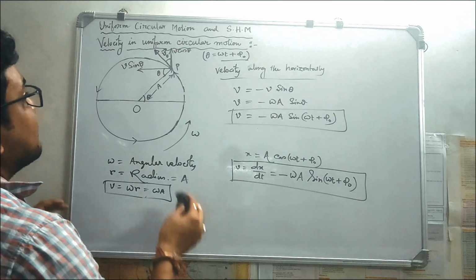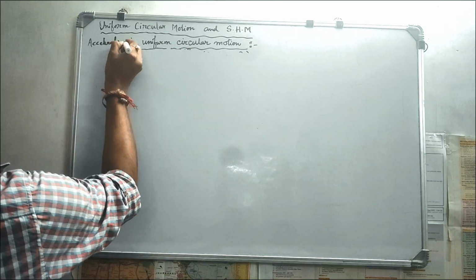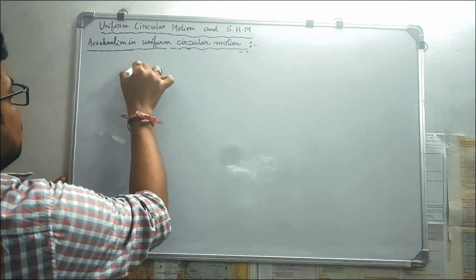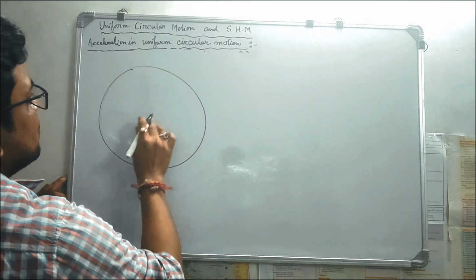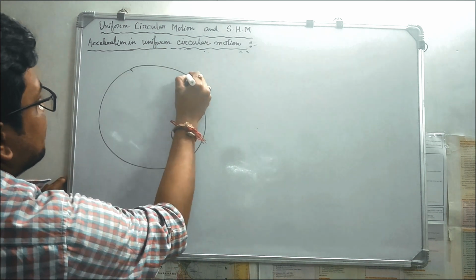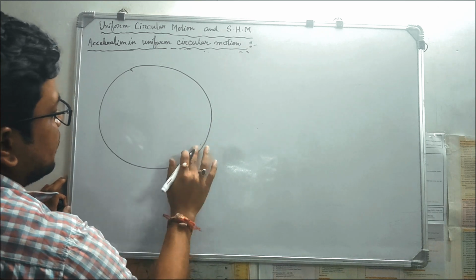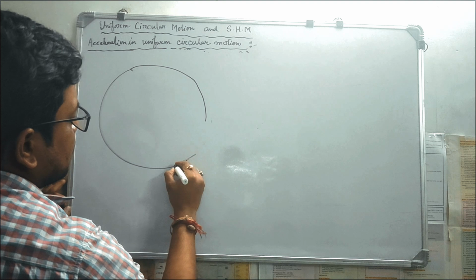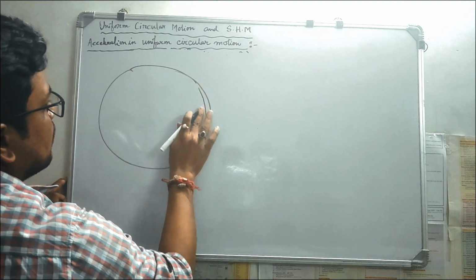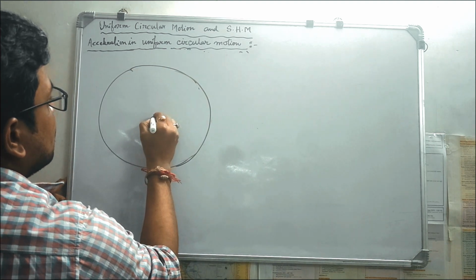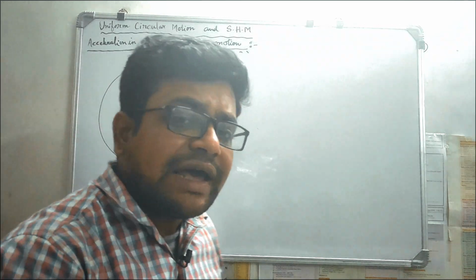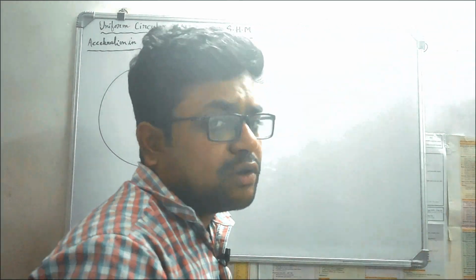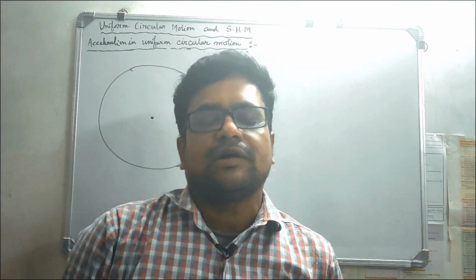Now the next topic is the acceleration in uniform circular motion. Calculation of acceleration in uniform circular motion. Let us assume an object is moving in a circular track. Now you know the direction of acceleration is the most important part. The direction of acceleration is always towards the center. That is also known as centripetal acceleration.